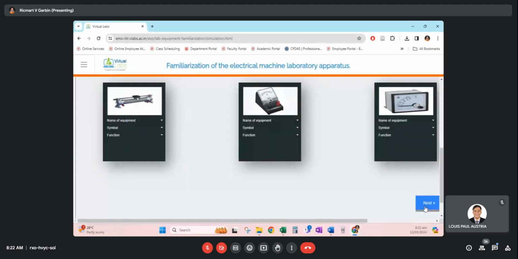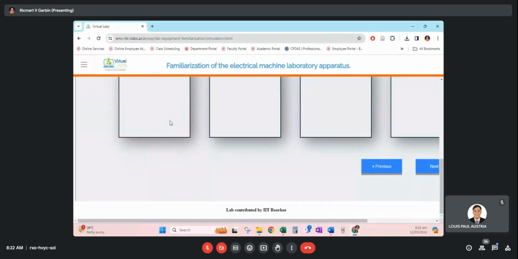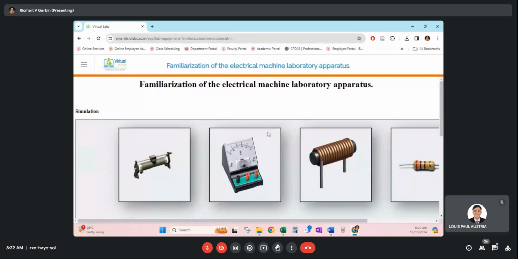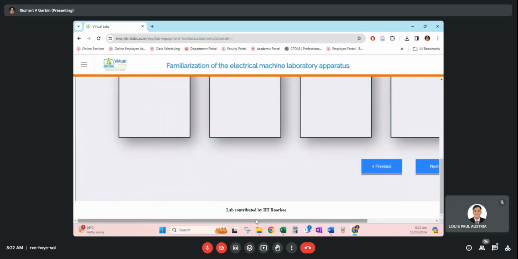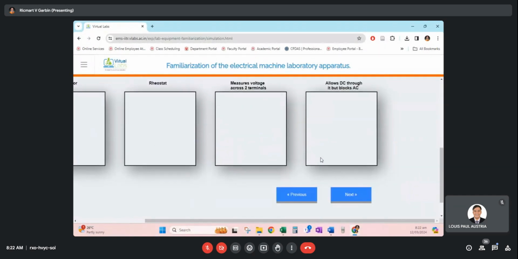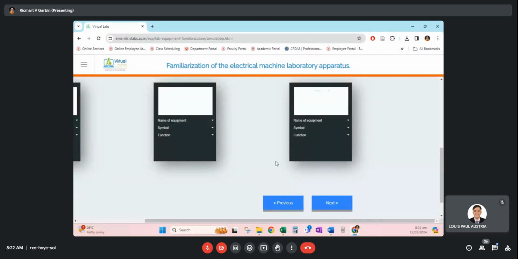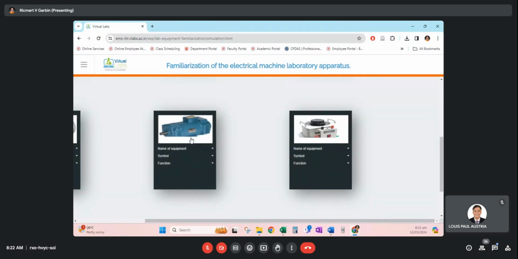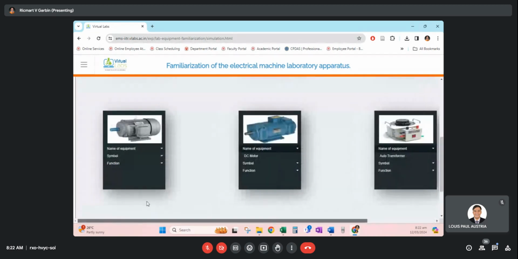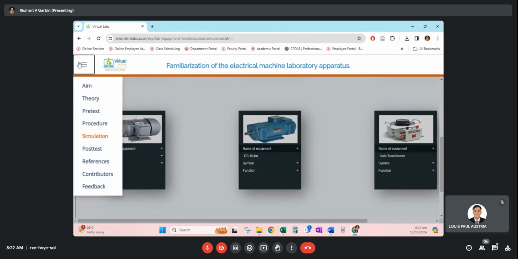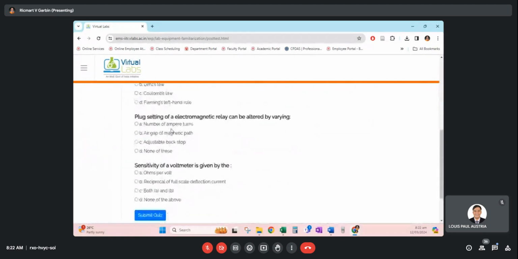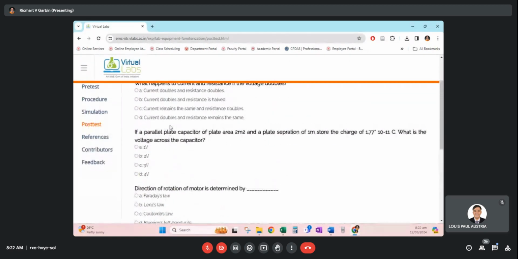And if you click next, meron pa diyang iba. Ito pa yung mga ibang equipment natin, and so on and so forth. Makikita nyo din yan. Meron tayong DC motor, meron tayong auto transformer. Ito naman ay familiarization lamang. So yan yung sa simulation. Then yung post-test, sasagutan nyo siya ulit and then sasubmit nyo siya dito.